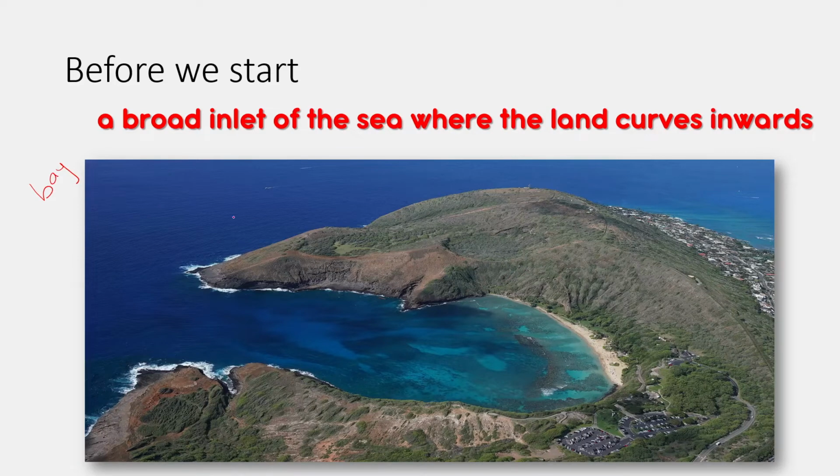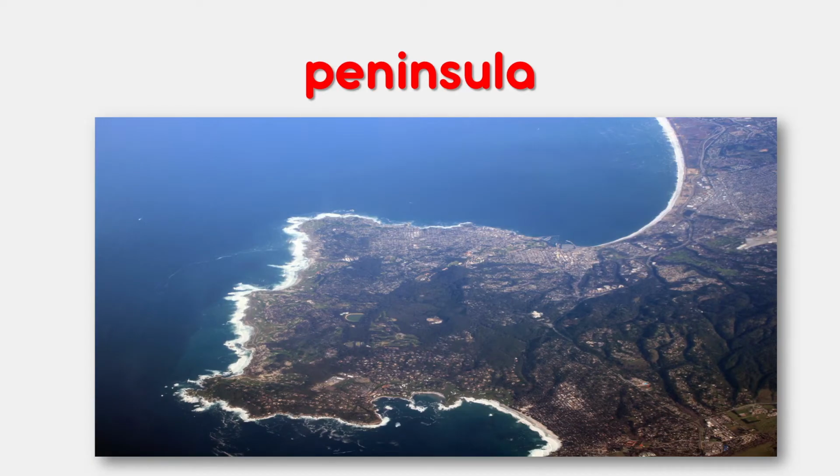As you can see in the picture, a bay is this kind of inlet of the sea, which is surrounded by land on three sides. If a sea area is surrounded by land on three sides, then that kind of structure is called a bay. Okay. So next we have the peninsula.